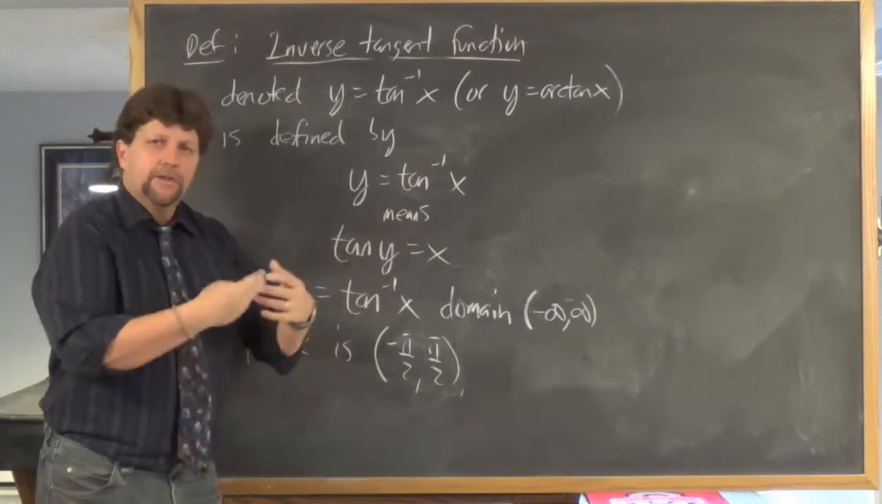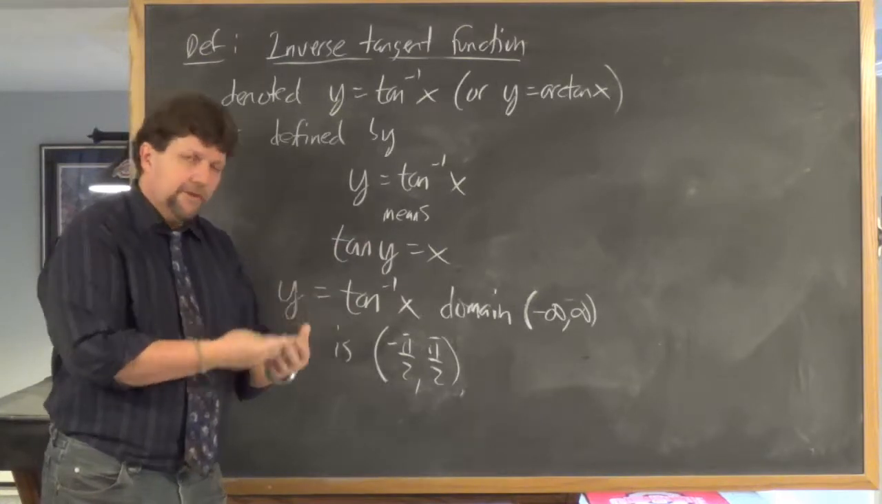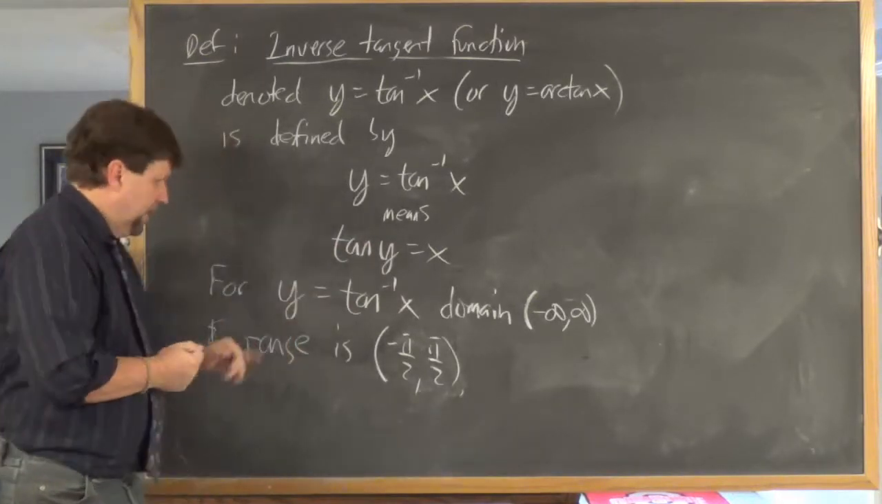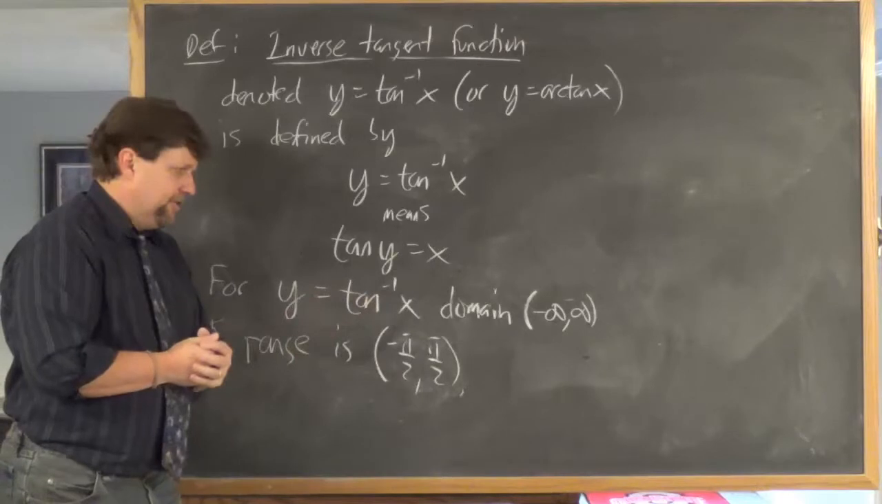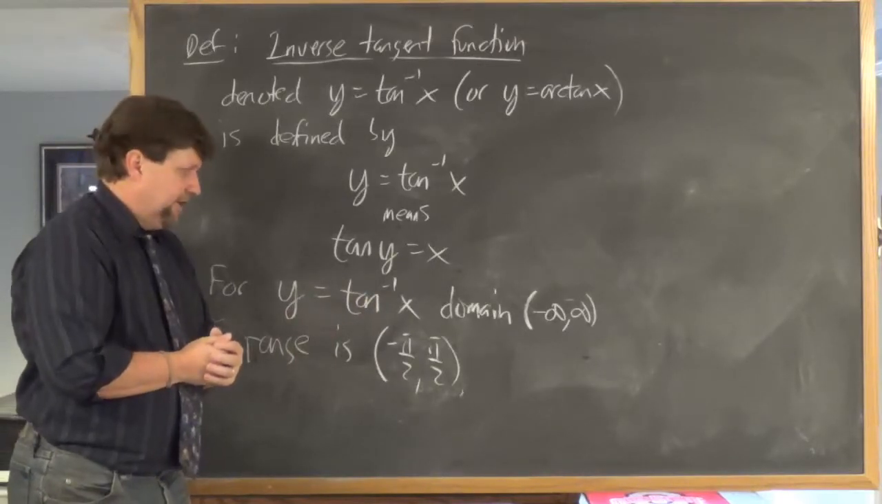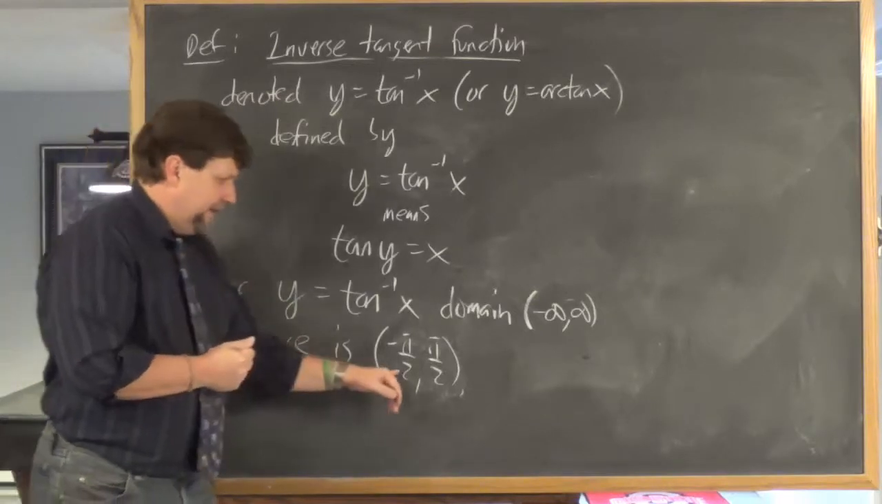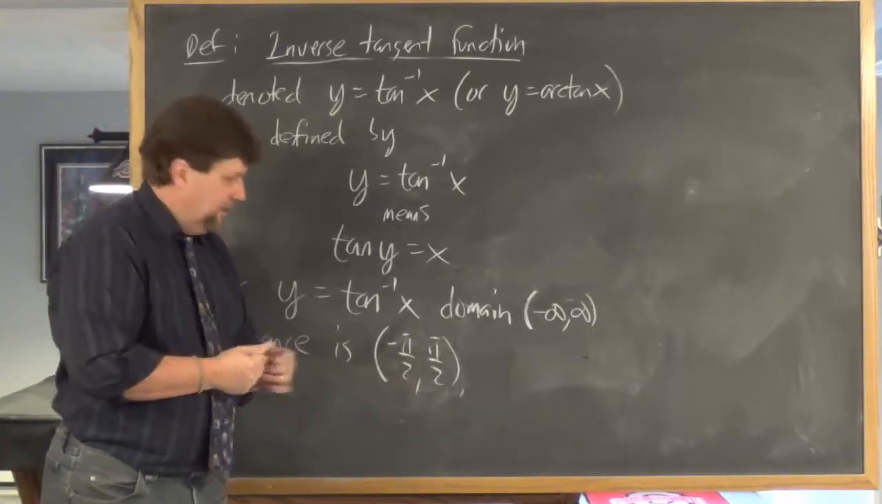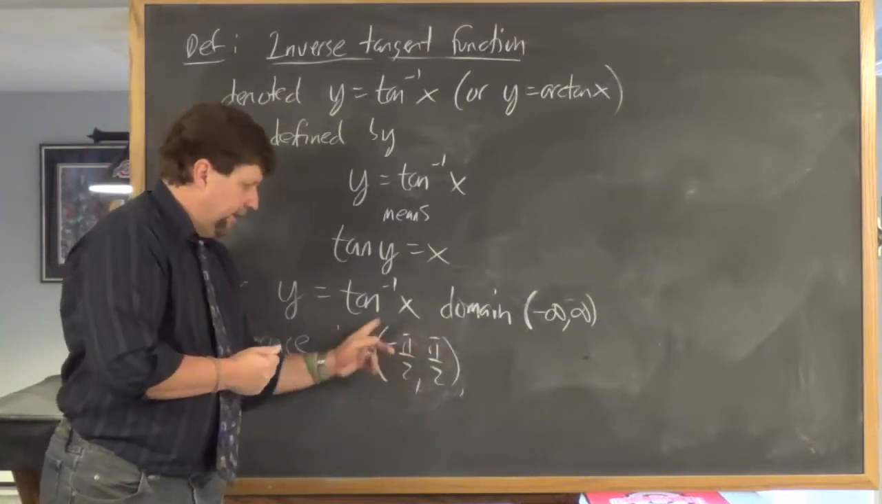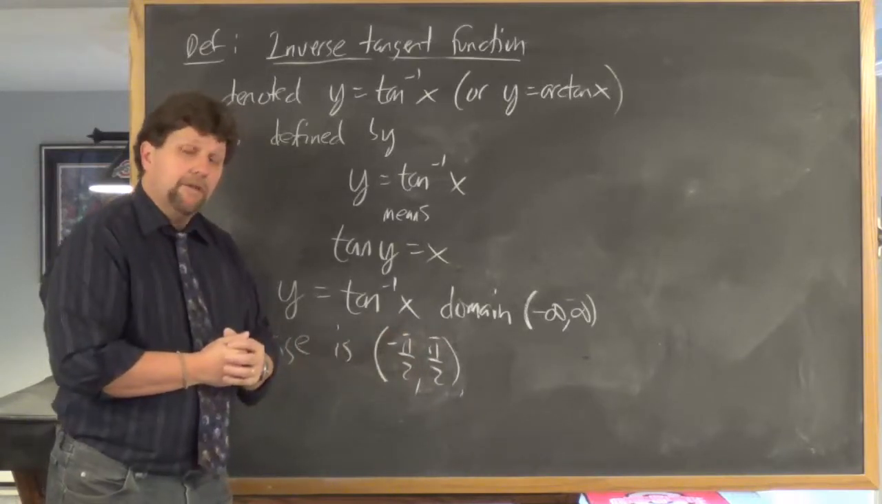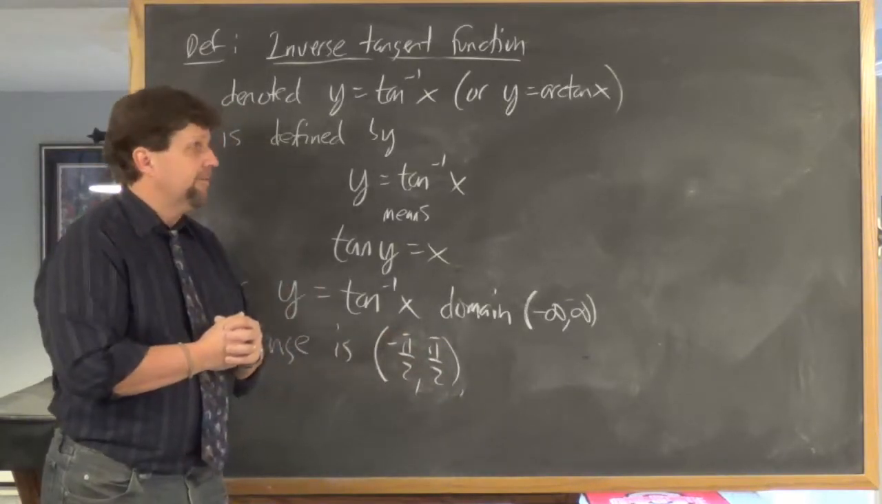And it's looking similar to the definitions for inverse sine and inverse cosine. Now for that function inverse tangent x, the domain is all real numbers, and the range is negative pi over 2 to pi over 2, not including the endpoints. So that's why I have parentheses around them, because those endpoints are not included.